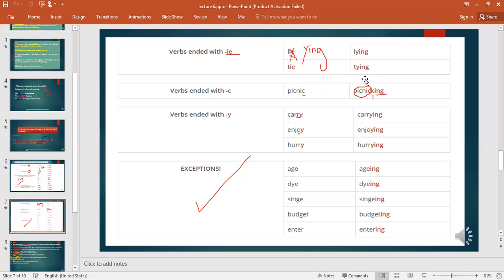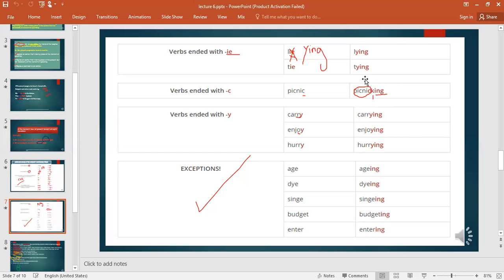And this rule is concerning the verbs that end with the letter Y, like carry, enjoy, and hurry. Now here in the present progressive, there is no difference if the verb is preceded by a consonant letter or by a vowel letter. The rule is the same here, you just add ing. So for the verbs ending with Y, you just add ing to the verb no matter what it is preceded by.